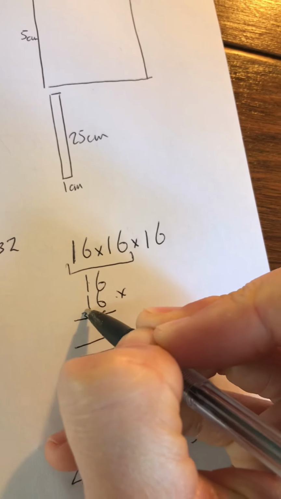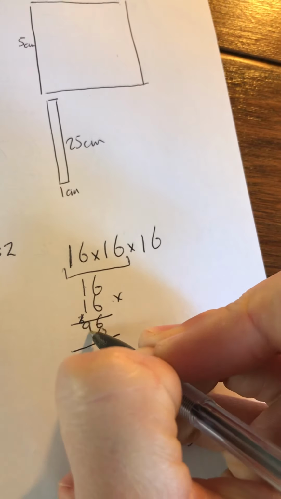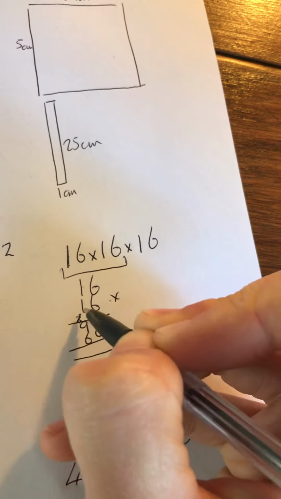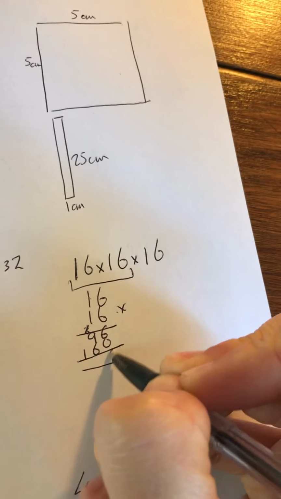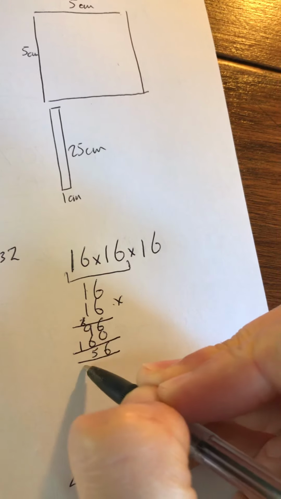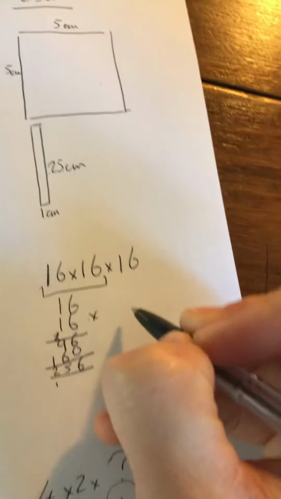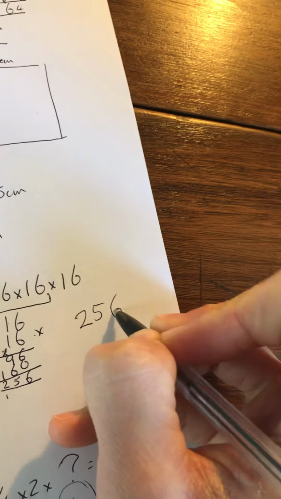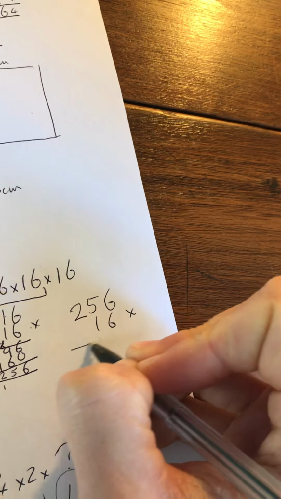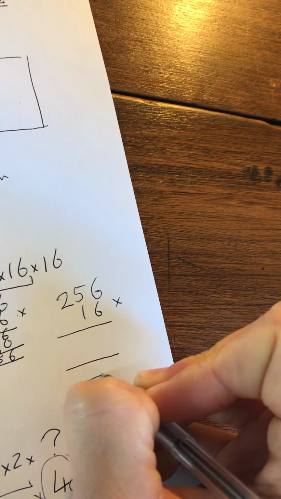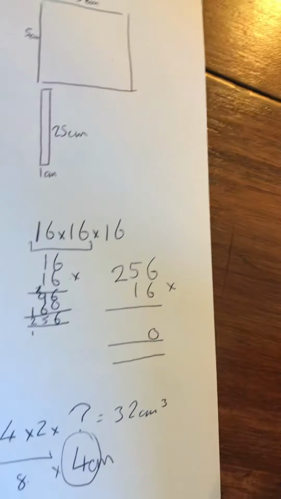6 times 1 is 6. Add the 3 makes 9. 6 times 1, 1 times 1. Add those together. 256. So now if we do 256 times 16, we'll have the total volume.